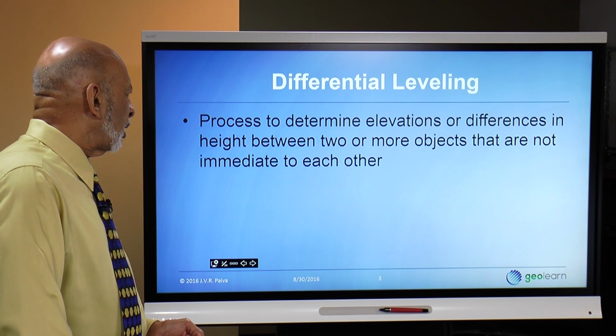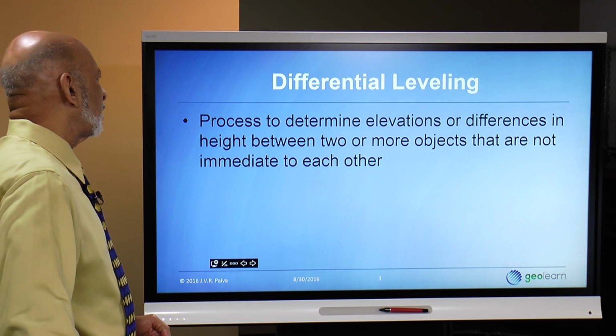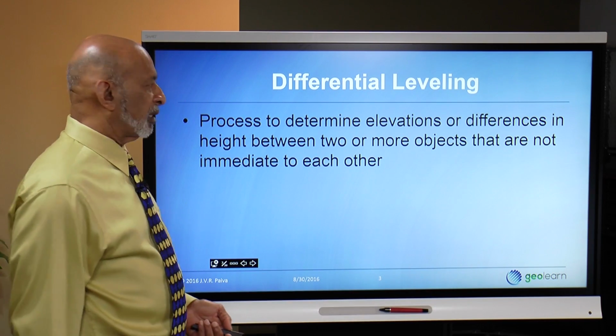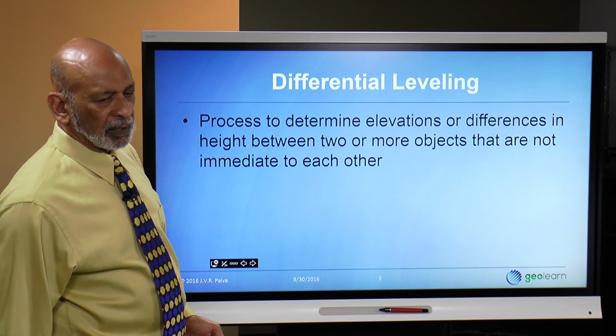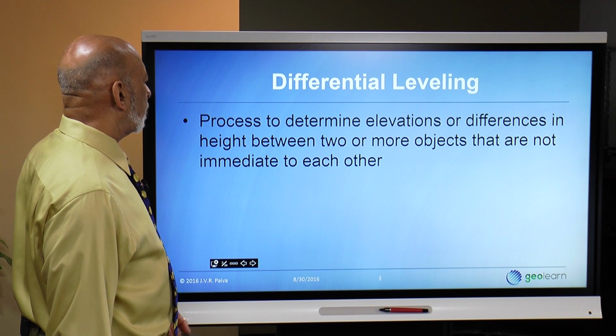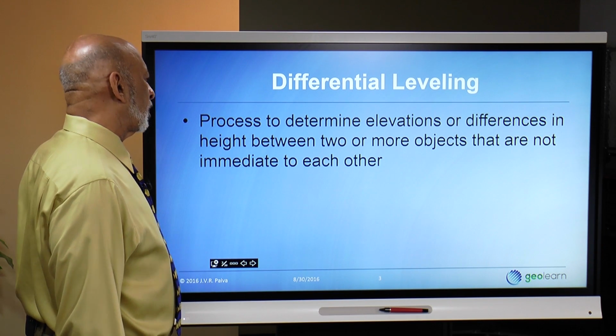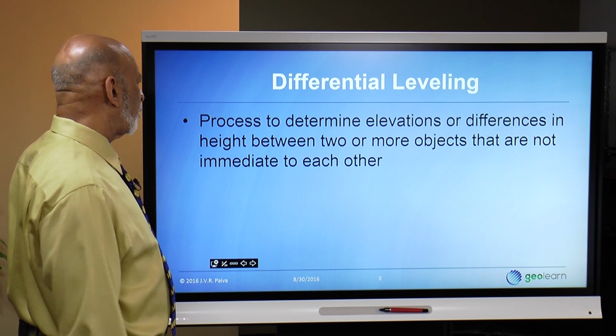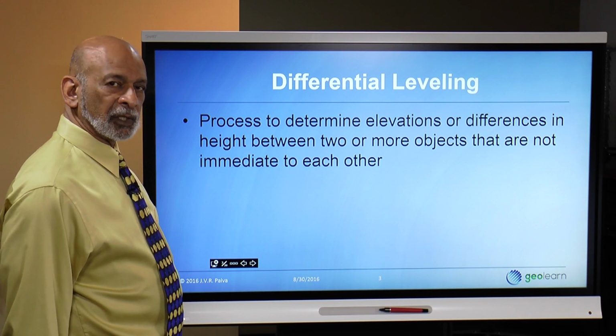But there are some a little bit more sophisticated ways. The way that we will be concentrating on mostly in this class is called differential leveling. And it's probably the best process to determine elevations or differences in height between two or more objects that are not immediate to each other.